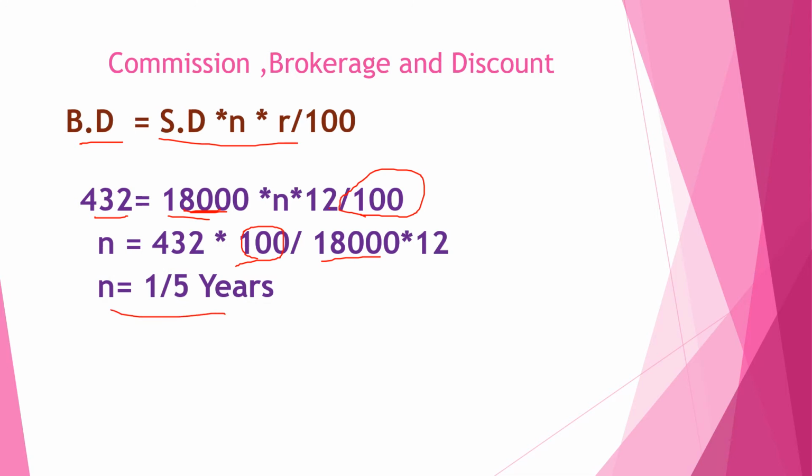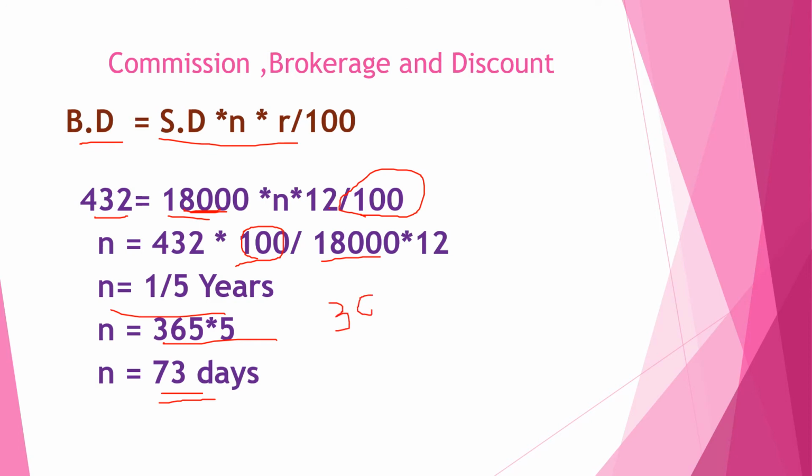Nth term is 1 by 5 years with us. So N equals 365 into 5. Why 365 into 5? Because we are getting into the days. To calculate the values in days, whatever answer we are getting, that value needs to be multiplied by 365. So I have done the same, that is, multiplied this value by 365.